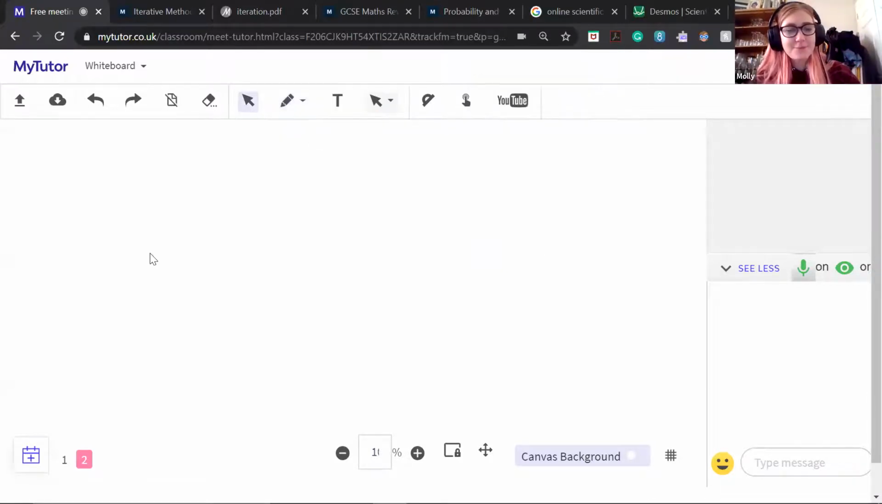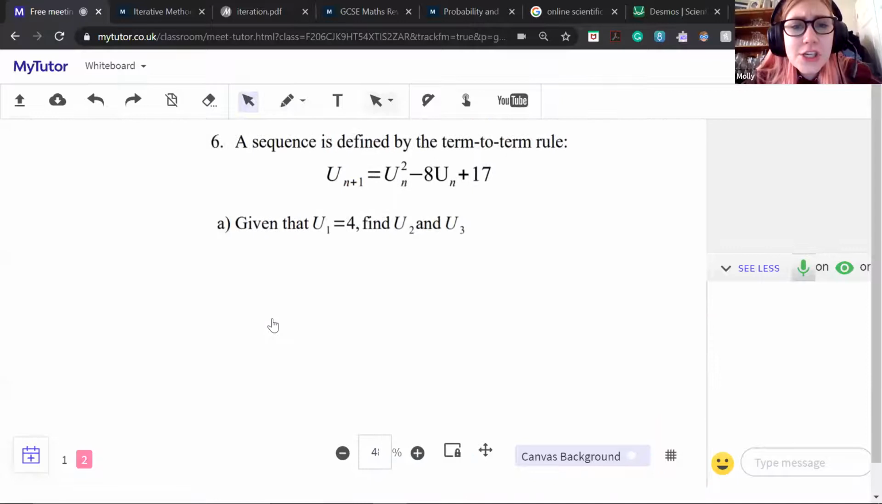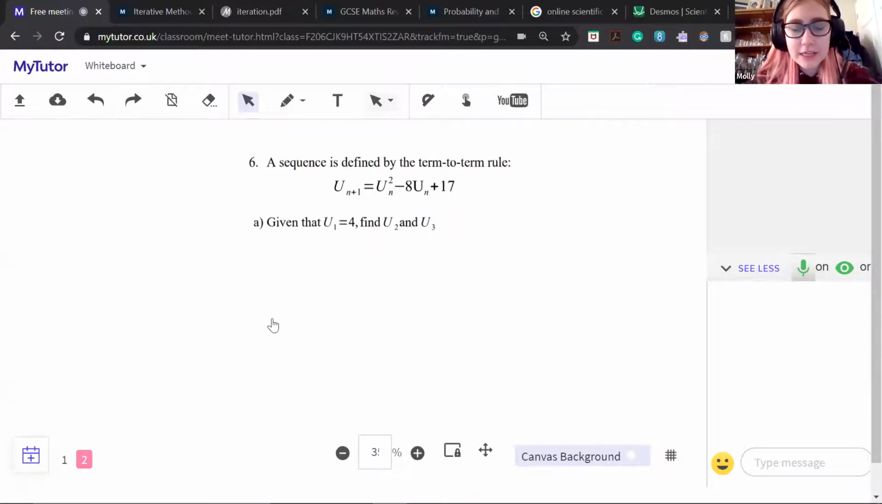So questions like this, the notation can be the most confusing bit, and that's what I remember really struggling with. But you've just got to remember from that Kahoot at the beginning that n+1 means the next term, and n just means the current term. So if u1 is equal to 4, we want to find u2 and u3. All we do is plug u1 equals 4 into here, and we'll get the next term.